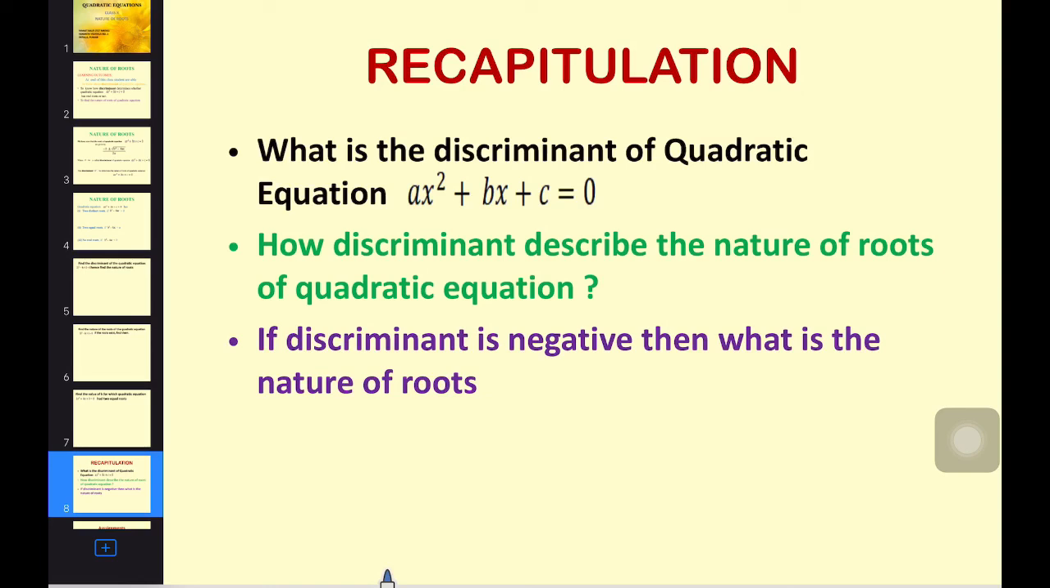Next, if the discriminant is negative, what is negative? Less than 0. Negative numbers are always less than 0. Then what is the nature of roots? Roots are not real.